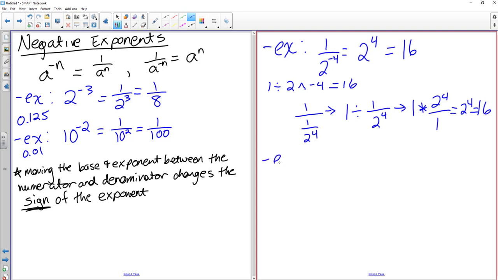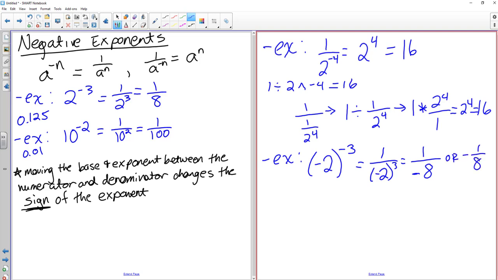Okay, let's do one with a negative base: negative 2 to the negative 3rd power. Pretty similar to the first example we did, but now we have a base of negative 2. First step, whenever I see a negative exponent, rewrite it, changing between numerator and denominator. So now I've got negative 2 to the positive 3rd power on the bottom. And now I can do negative 2 times negative 2 times negative 2, which is negative 8. So I've got 1 over negative 8, or just negative 1/8. The whole thing is negative.